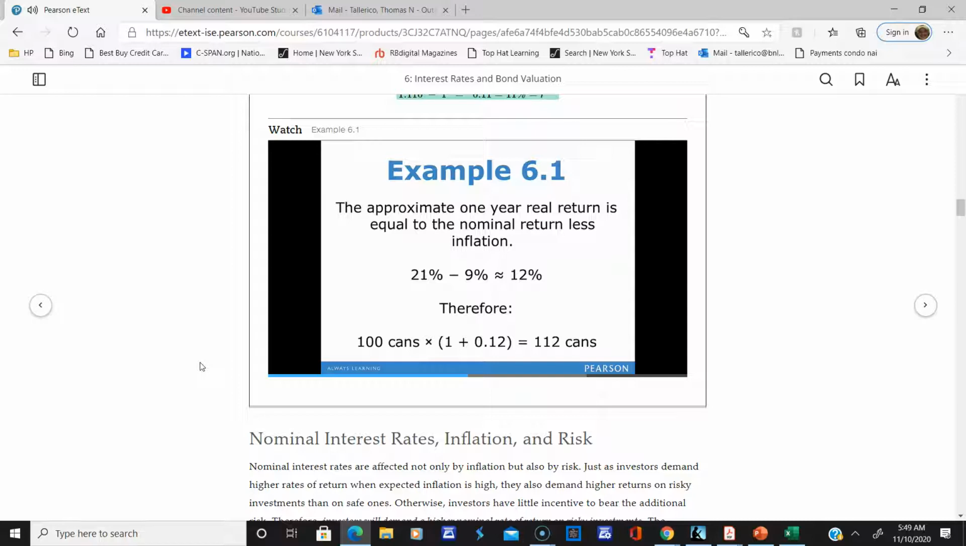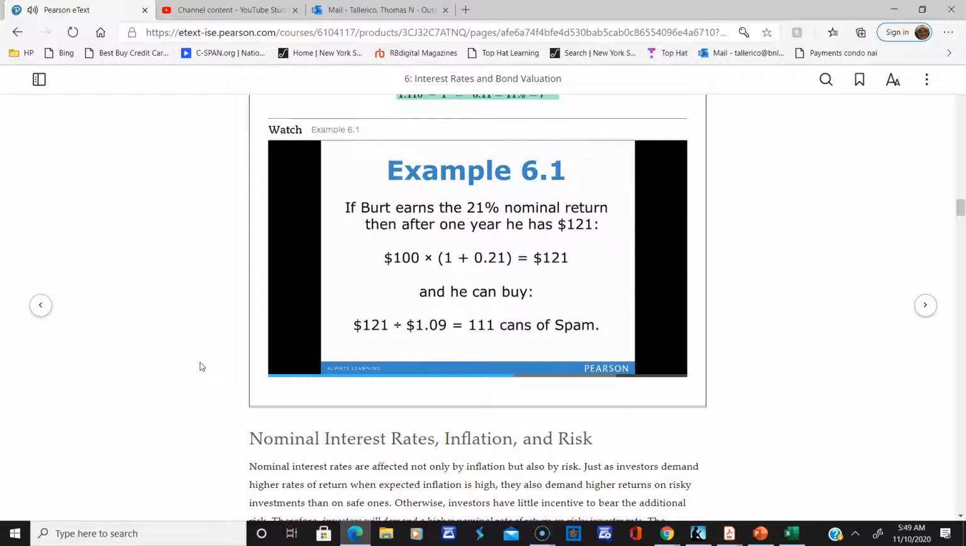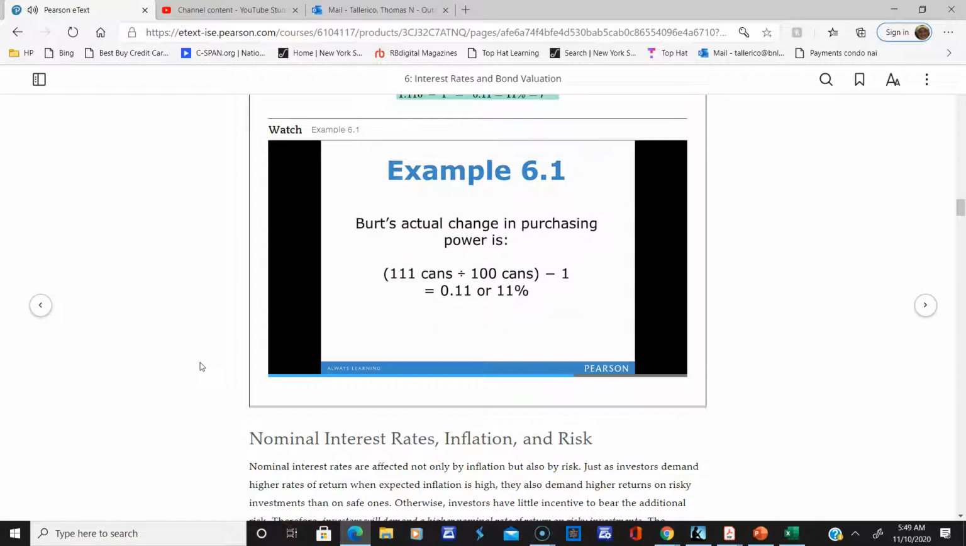Given the expected inflation of 9%, Bert figures that his real return or change in purchasing power will be about 12%. If this proves to be the case, he will be able to buy 112 cans of Spam in a year, 12% more than he can buy today. If Bert earns the 21% nominal return, then after 1 year he has $121, and if the can of Spam costs $1.09, then he can buy 111 cans of Spam. This is less than the approximately 112 cans of Spam that Bert anticipated being able to buy.